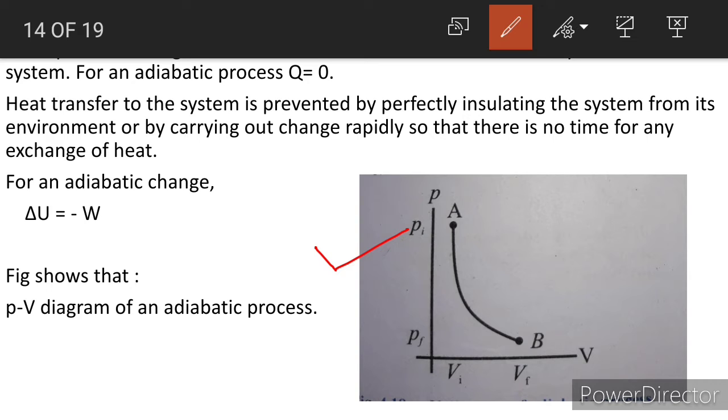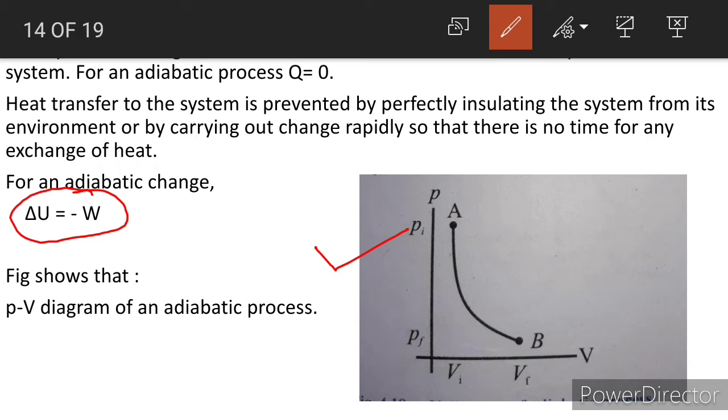And for an adiabatic change, delta U is equal to minus W. Delta U is the change in internal energy. Here, why is work done negative? Because the system is compressed adiabatically. That's why the work done is negative. That means work is done on the system, and delta U is positive, which means the internal energy of the system increases.